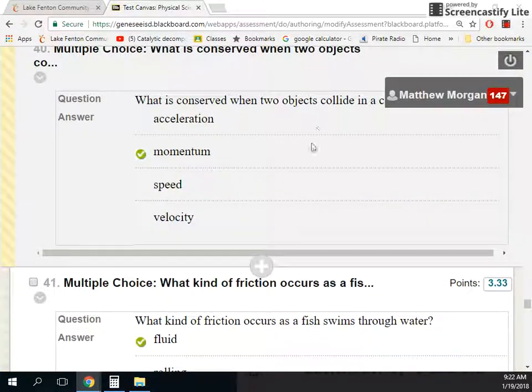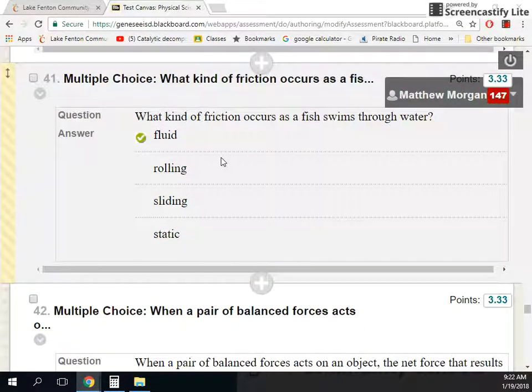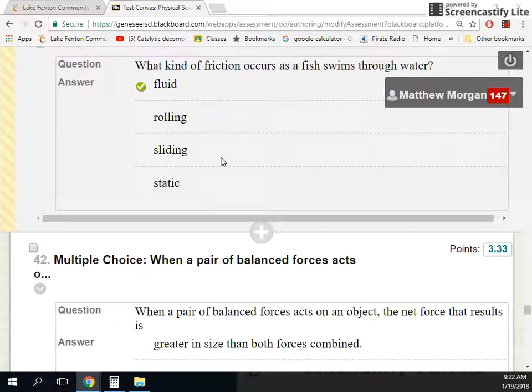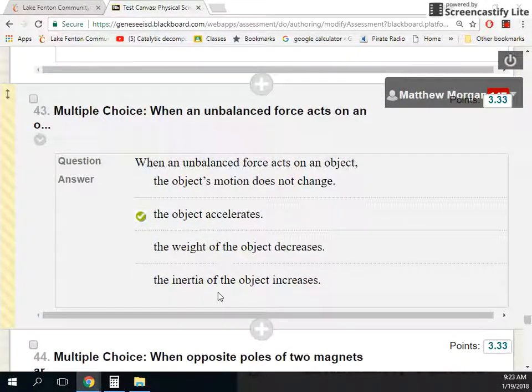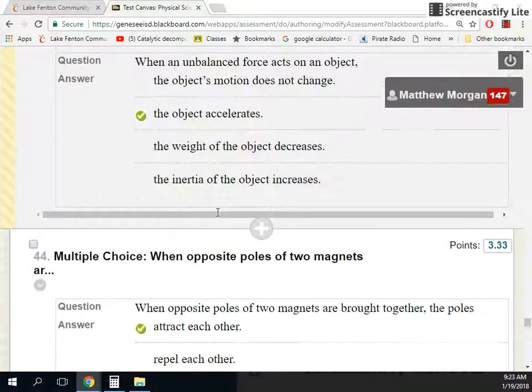We didn't do a lot with collisions, but you should know that momentum is conserved. What kind of friction occurs? We spent enough time on friction for you to know all of these. And then these questions: when a pair of balanced forces acts on an object, the net force is zero. That's something not moving. The whole point of this semester is what causes something to move. When an unbalanced force acts on an object, the object accelerates. That's the thing that we've actually studied the most.